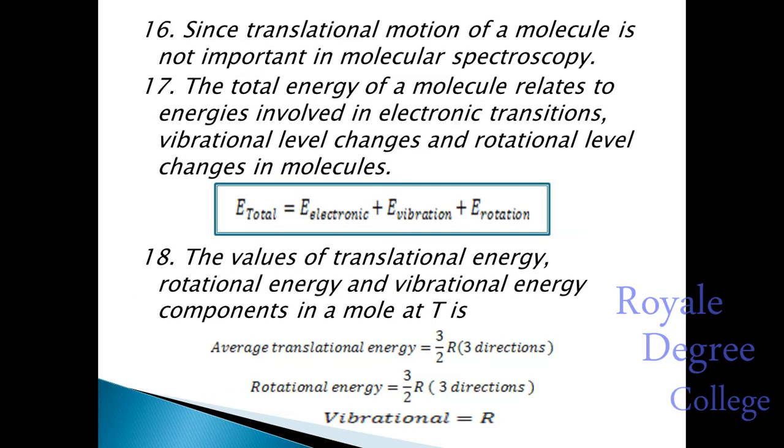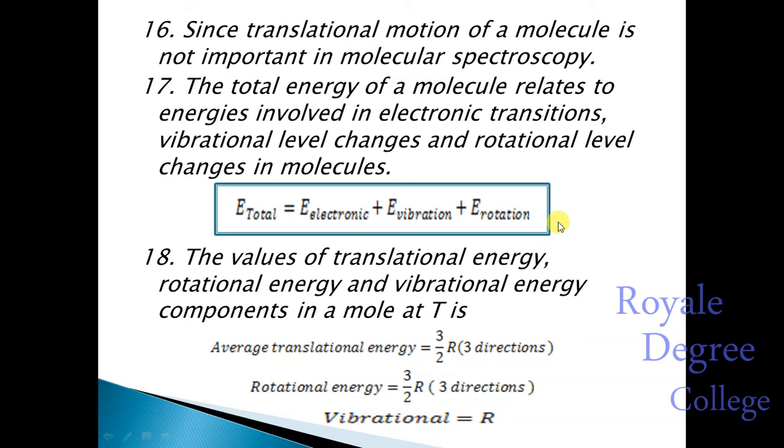Since translational motion of a molecule is not important in molecular spectroscopy, the total energy of a molecule relates to the energies involved in the electronic transitions, vibrational level changes and rotational level changes in molecules. So here you can see the formula to calculate the total energy. Total energy is equal to electronic energy plus vibration energy plus rotation energy. If we add these three types of energy, we get the total energy.